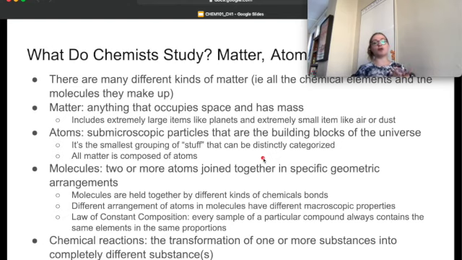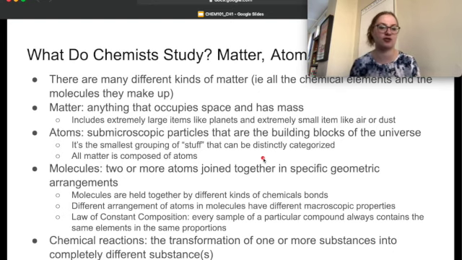And they're the smallest grouping of stuff that can be distinctly categorized. So you should have taken some chemistry before you've been in this class, so you're probably not that unfamiliar when I say proton, neutron, and electron. We know that those are the subatomic particles, but the thing is that you can't tell which atom an electron belongs to if it's just floating out and about by itself.